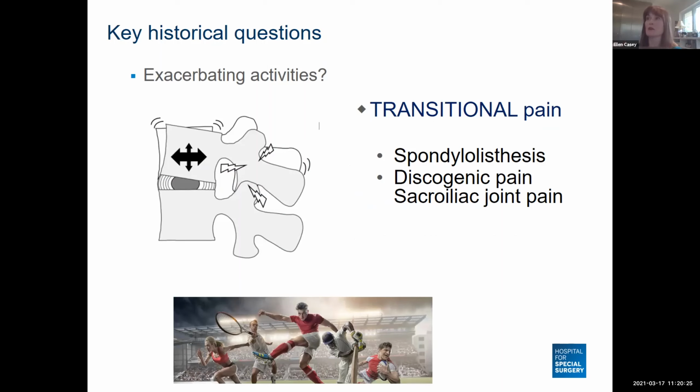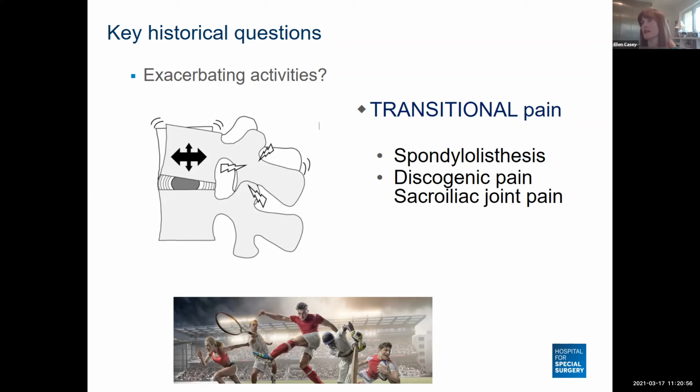What we think is going on there is there's some micro instability, where you can see in this picture here, when the disc gets a little bit degenerative, then the facets have some arthritic type changes, and you're getting some micro motion between that disc and two facet joint segment. And so, you might think if they have transitional pain, or in sports, cutting, changing directions, planting and turning, it might be something like spondylolisthesis, where there's some instability.